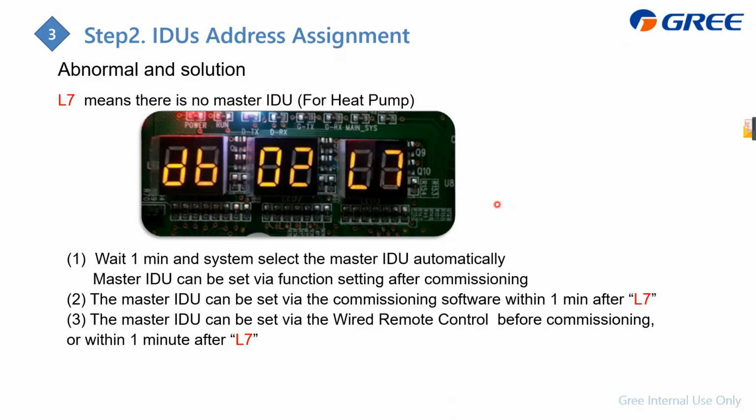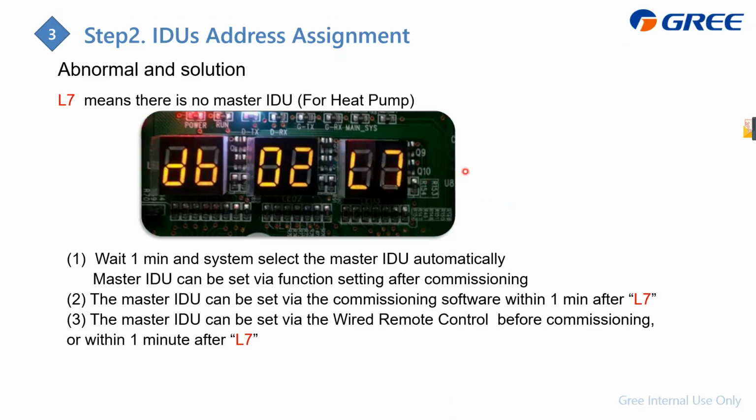So what's the function of the master indoor unit? We know for the heat pump GMV, all the indoor units should run in cooling mode or heating mode. It cannot run in cooling and heating simultaneously. So this master indoor unit leads the running mode. It means if the master indoor unit runs in cooling mode, the other indoor units cannot run in heating mode. That's the function of the master indoor unit.